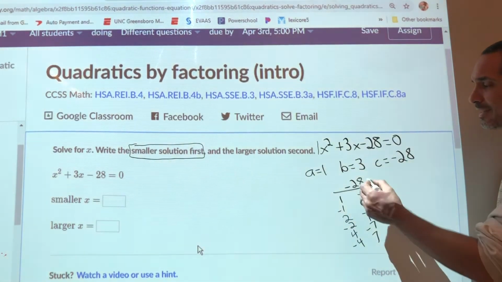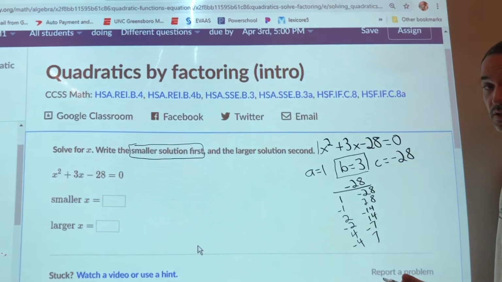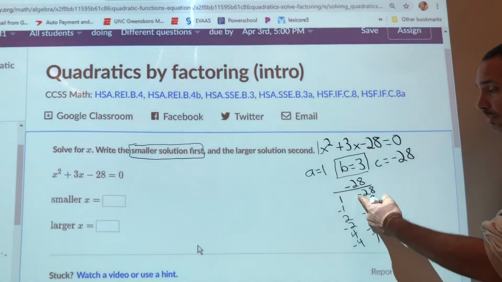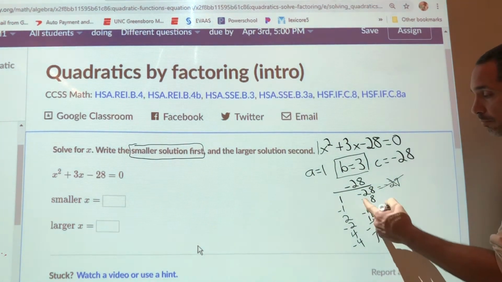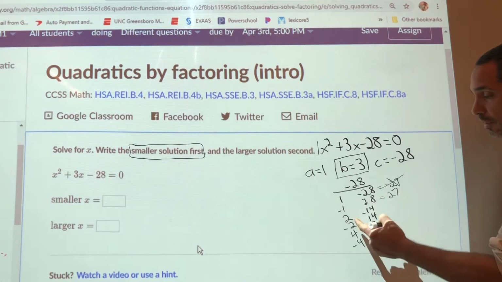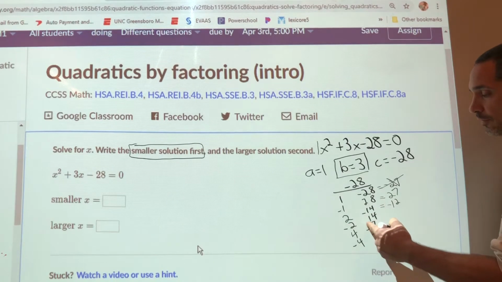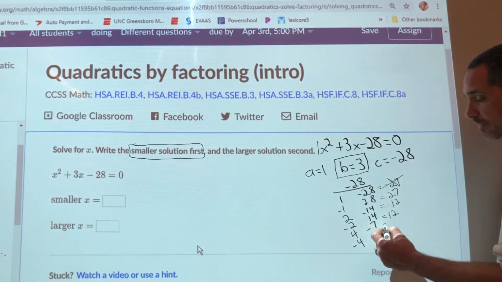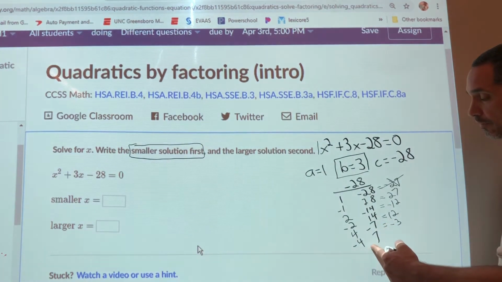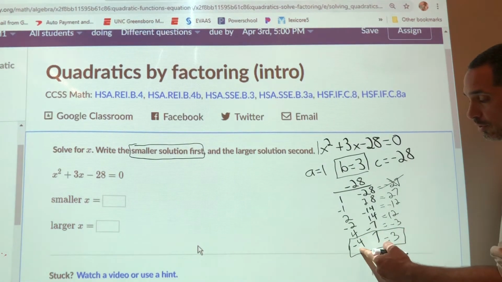I need the ones that add to a positive 3. So you can use a calculator to do this. So 1 plus negative 28 is negative 27, that's not it. Negative 1 plus 28 is 27, that's not it. 2 plus negative 14 is negative 12. Negative 2 plus 14 is positive 12. 4 plus negative 7 is negative 3. Negative 4 plus 7 equals positive 3. Therefore, these are the numbers I'm going to use.